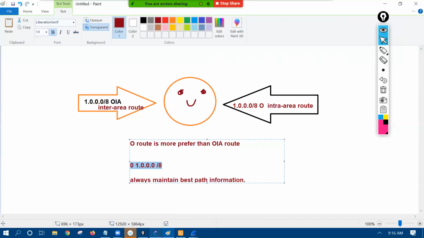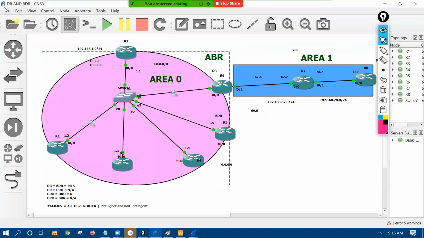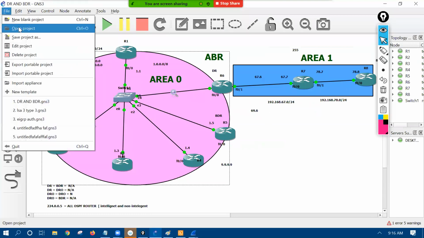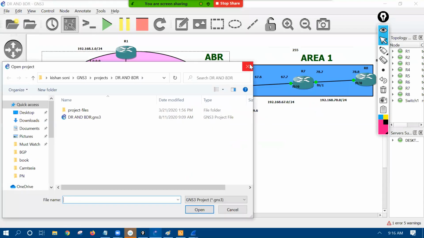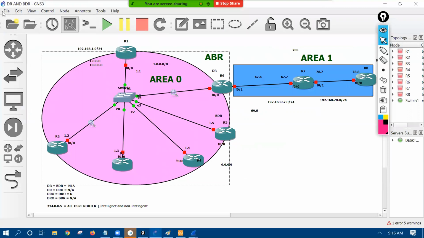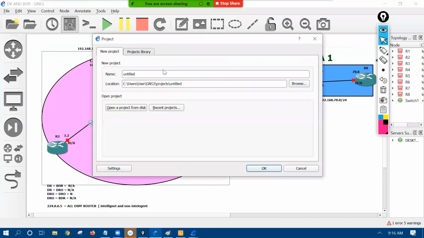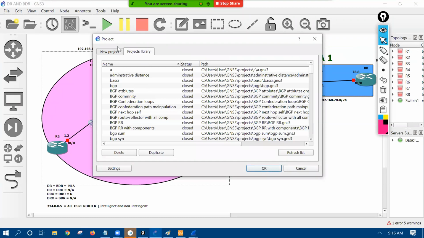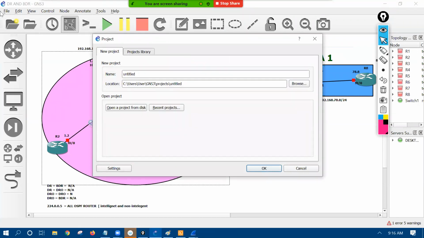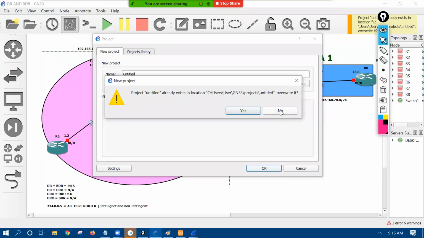Let me show you this practical, what I can do right now. Let me pause this. I don't know which project I have. Even I get confused on it.